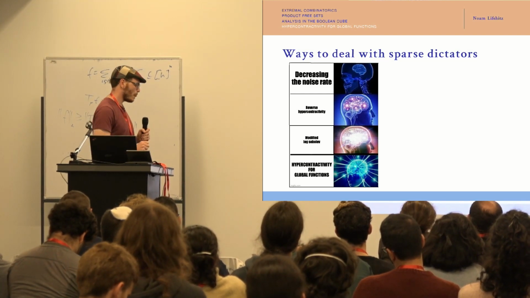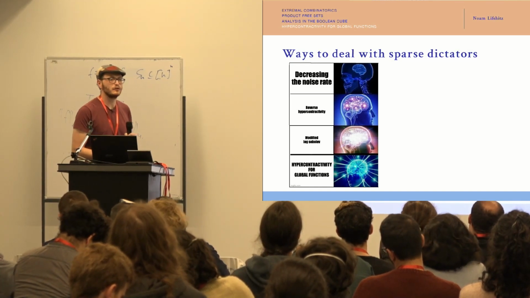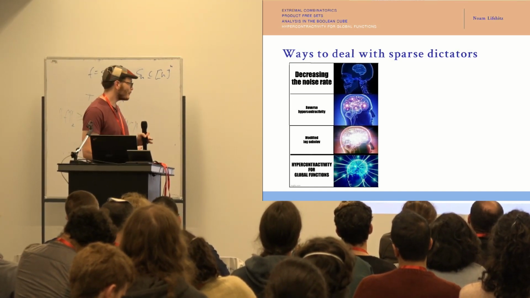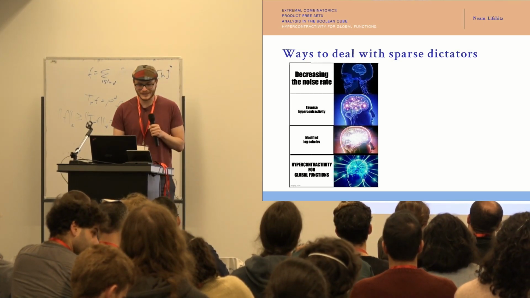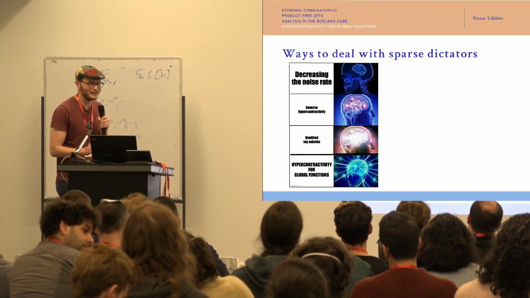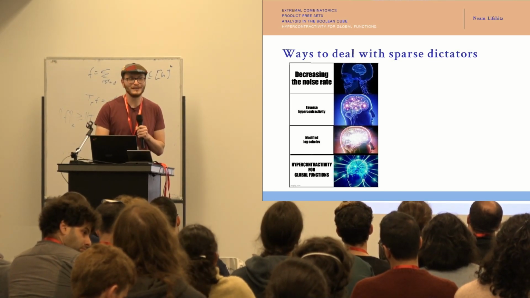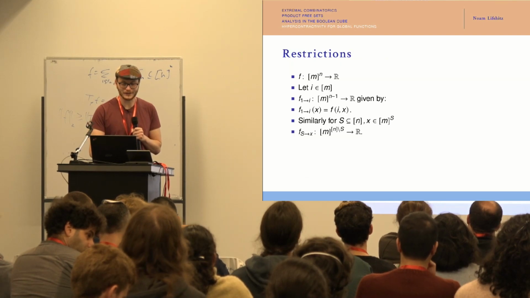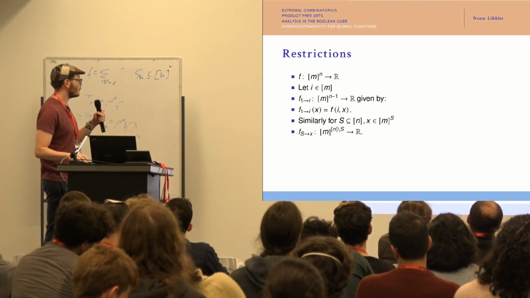It's very good when you apply some operator multiple times. It's good for continuous time, and here we're talking about discrete time. And what we use is hypercontractivity for global functions, and basically to filter out the bad dictators and prove hypercontractivity for all the rest of the functions. Okay, so in order to state a result, we have to define what the restrictions are.